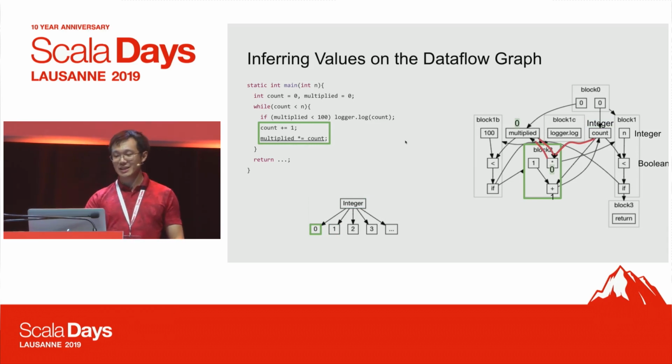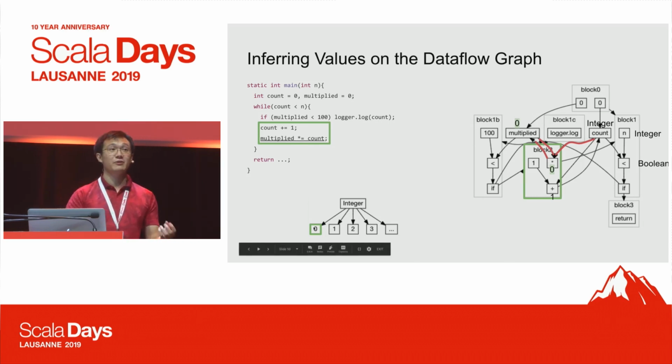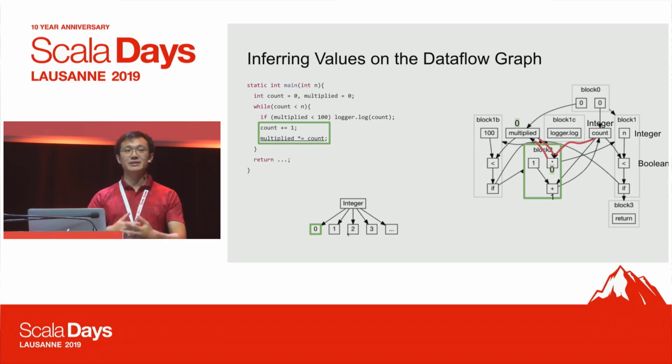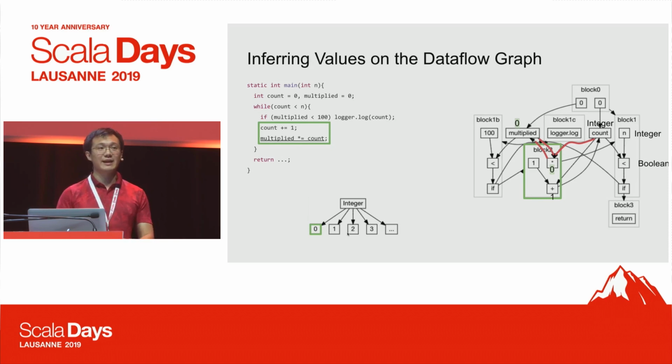I do the same thing for multiplied. So multiplied times equals count. I take multiplied and count, and feed them into times. 0 times the arbitrary integer is 0. I put that back into multiplied. And the common supertype of 0 and 0 is 0. So this tells us that after this part of the analysis, count is an integer, and multiplied is 0.